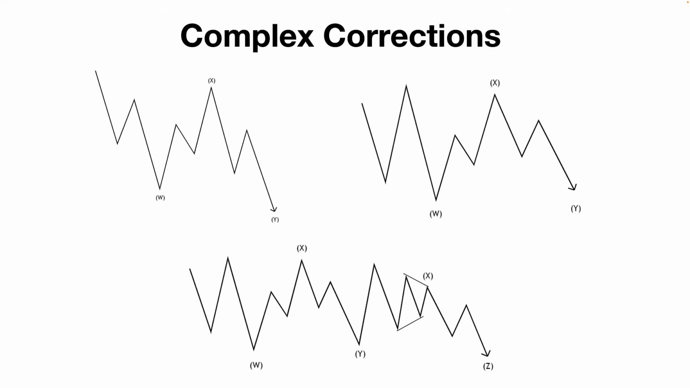We're going to get into the nitty gritty in just a moment. So don't worry if this looks a little bit confusing, but we're going to move through it in due course. So here on this second example, we have an expanded flat for wave W. We have a zigzag for wave X, and then we have another zigzag for wave Y. And you can see that the entire sequence broadly moves sideways.